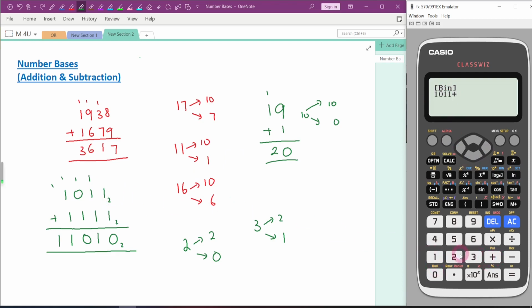1011 plus 1111 equals 11010. Okay, correct. Our answer is correct. Now let's try some other bases.